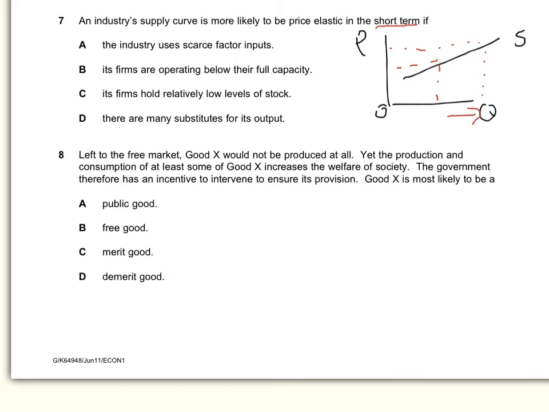So the option that is available is that if firms are operating below their full capacity at the moment, it means that they can increase output if required in the marketplace. So the option is B.